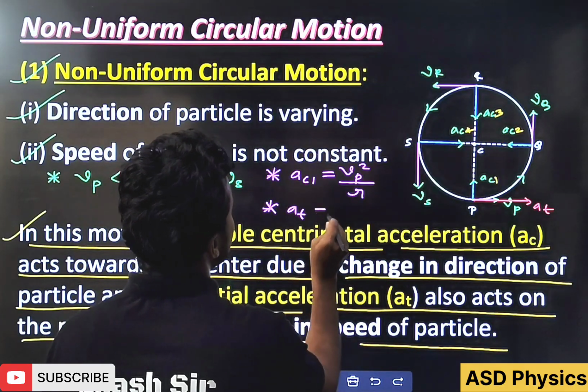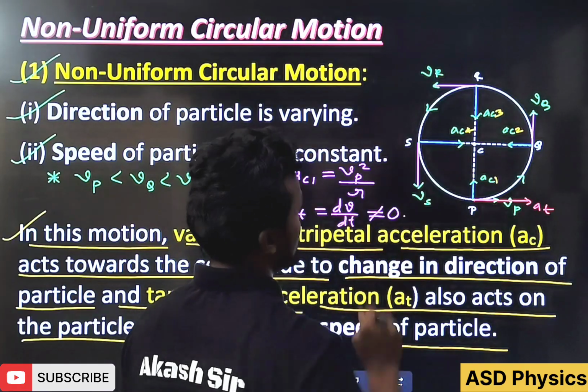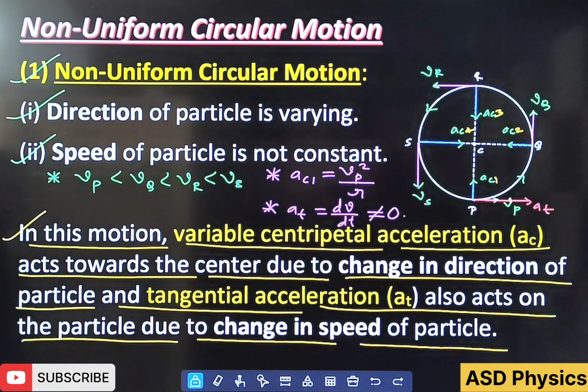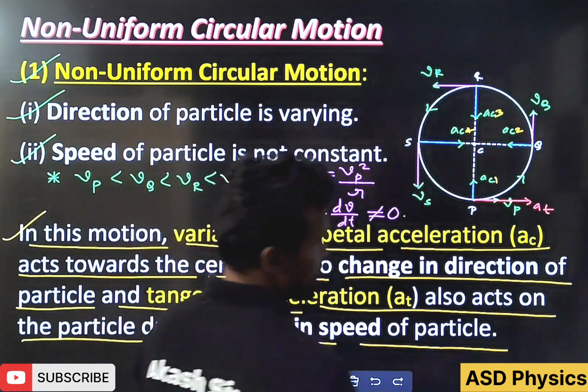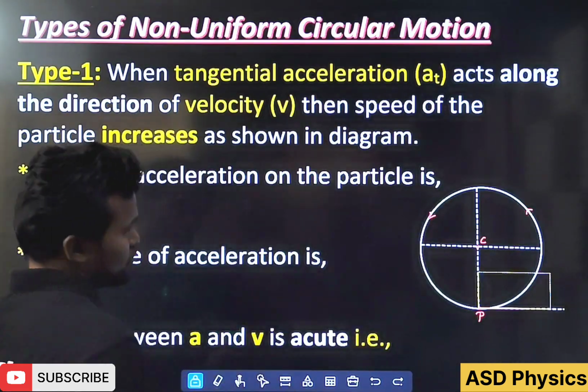And what is the tangential acceleration? Remember that here dV by dt will not be 0, is it? Can you see here? Okay, great. So now after that, what are we going to see? Now we are going to see the types of non-uniform circular motion.